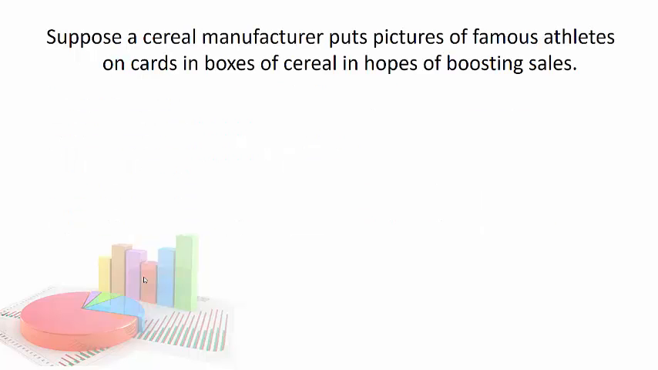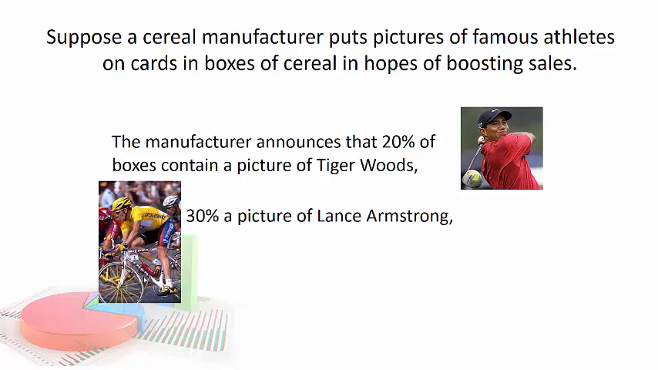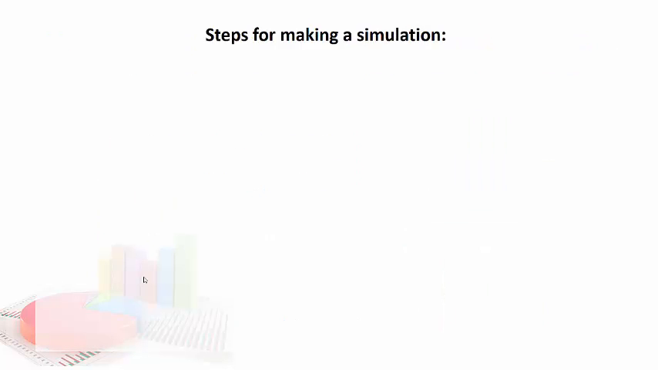In this case, we're going to suppose a cereal manufacturer puts pictures of famous athletes on their cereal boxes. So they put 20% of the boxes have Tiger Woods, 30% have Lance Armstrong. This must have been before the you-know-what. And the rest have a picture of Serena Williams. So we want to make a simulation of how many boxes we would have to buy to get all 3.